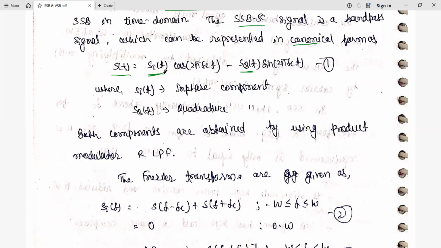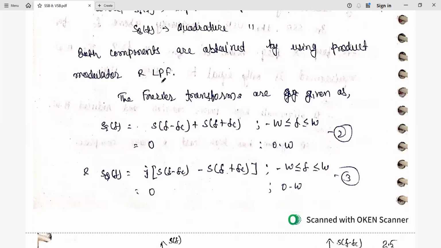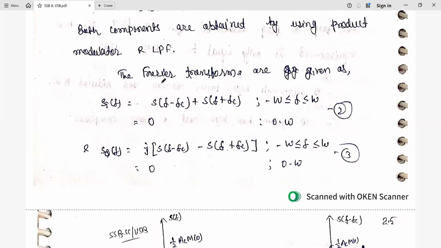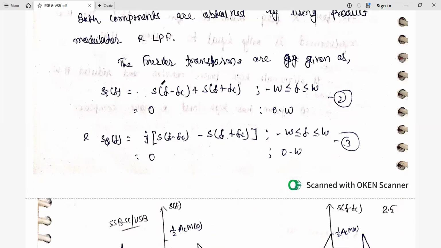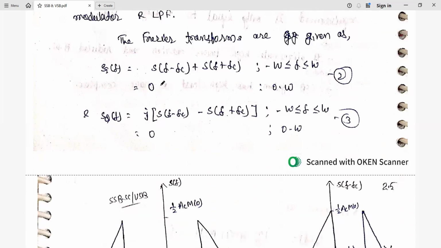Similar to the case of DSB-SC, where we obtain the product of the message and carrier, a similar concept applies here. Now the frequency transform of the in-phase component is S(f − fc) + S(f + fc), in the band of −W to +W, and the remaining portion is 0. Similarly, the quadrature component has j outside, so it is imaginary: S(f − fc) − S(f + fc).